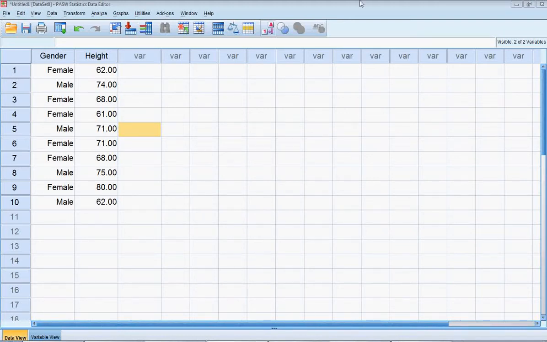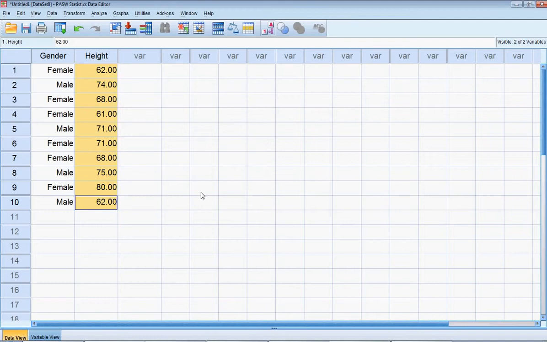In our previous video, we were working with this data on heights of males and females, and we did a frequency count which showed us how many males and females there were, and also how many people of each height there were. But I mentioned that a frequency count might not be the most interesting thing for the height data.